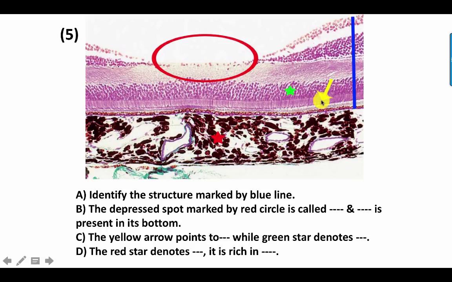The yellow arrow points to, here we have at the side of the retina, this area is the rods and cones layer. Now we have the pigment cell layer, and we have the choroid here. These are the blood vessels, blood capillaries, because this layer is characterized by being vascular and pigmented. So the yellow arrow points to the rods and cones layer, the green star points to the outer nuclear layer, and the red star denotes the choroid, which is rich in blood vessels. Okay.